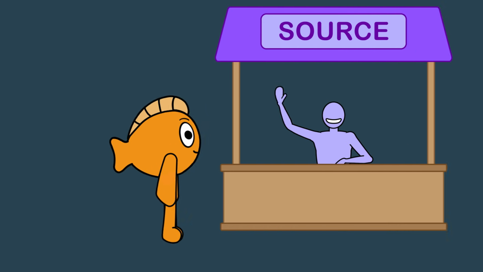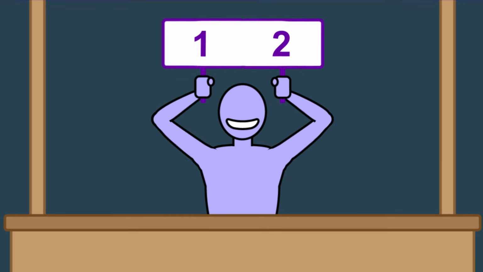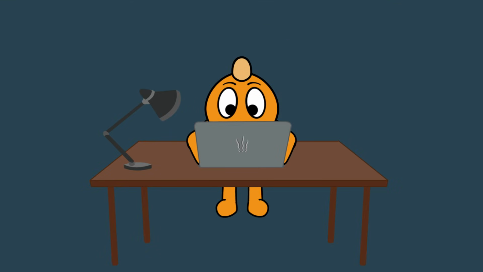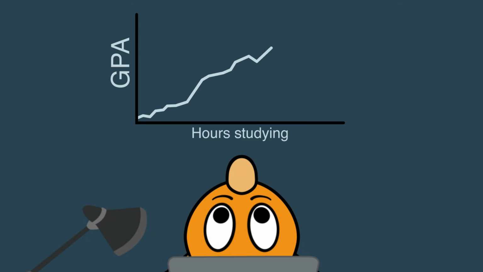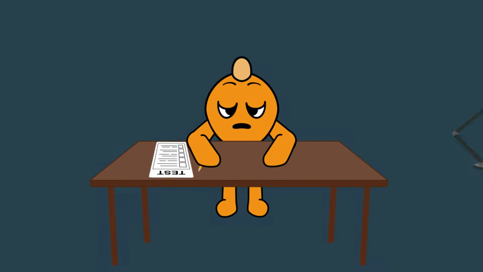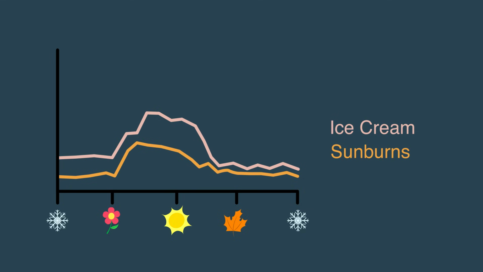Finally, you'll likely encounter sources claiming two or more things are correlated or connected somehow. But don't immediately assume one causes the other. While a student's GPA has a positive correlation with hours spent studying, that doesn't mean pulling an all-nighter guarantees an A. Sometimes, connections will share a hidden third factor, like the correlation between ice cream and sunburns.